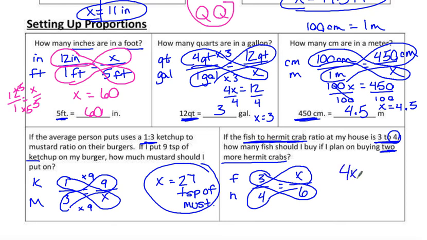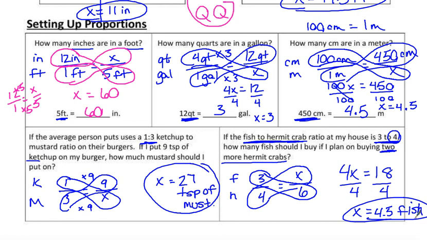So it's still 4x. 4 times x is 4x. 3 times 6 is 18. Then you can divide by 4, and you're left with x equals 4.5 fish. It doesn't work so well with the ratios once I fixed that. My mistake.